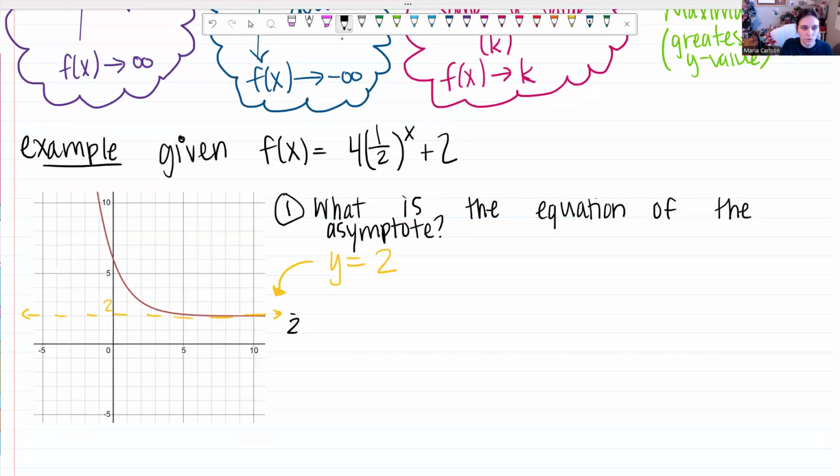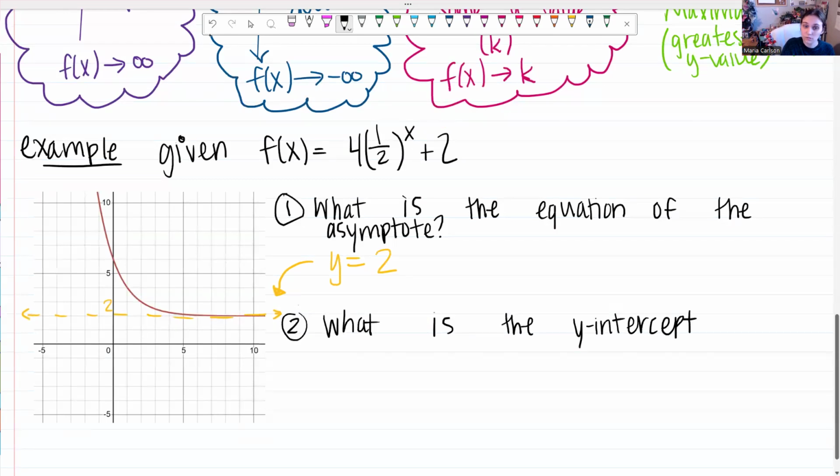Number 2, what is the y-intercept? So looking where we cross the y-axis, the vertical axis, we cross the y-axis at the point 0, 6. So our y-intercept, I would say, is 6, or it's the point 0, 6. And this has no x-intercept because of that asymptote at 2. Number 3.